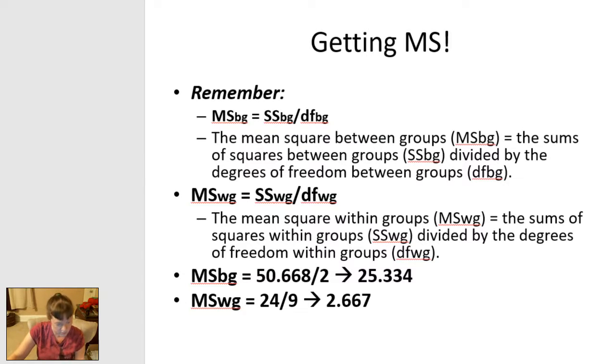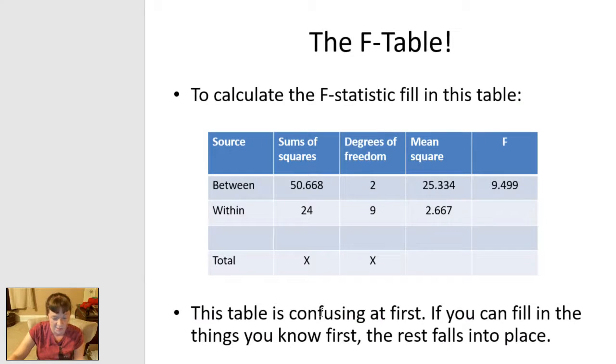And now, let's put all those numbers into my F table. Here was that sums of squares between. Here was that sums of squares within. Here's my degrees of freedom between. Here's my degrees of freedom within. Divide 50.668 by 2 to get 25.334 for the mean square. Take 24, which was the sums of squares within, divide that by 9 to get your mean square within, 2.667.